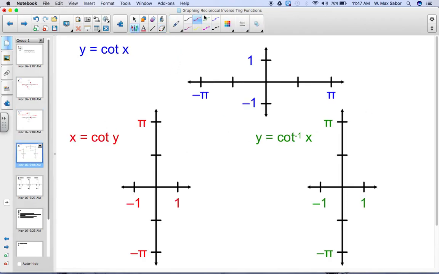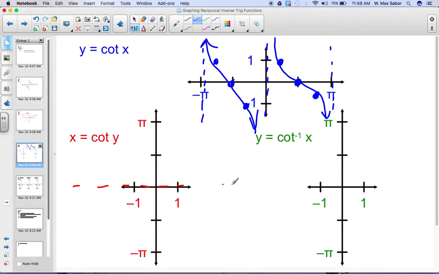For cotangent, we have to go back to our strategy that we used for sine, cosine, and tangent, which says we have to graph the original and then reflect. So our original graph looks like this, where it's descending. It has asymptotes at 0 and all multiples of π. So we can reflect that over the line y equals x.